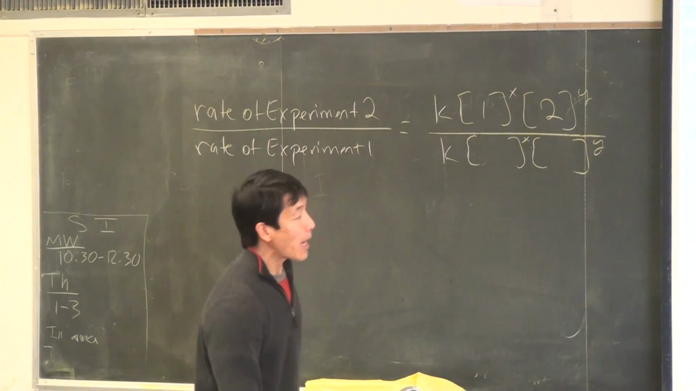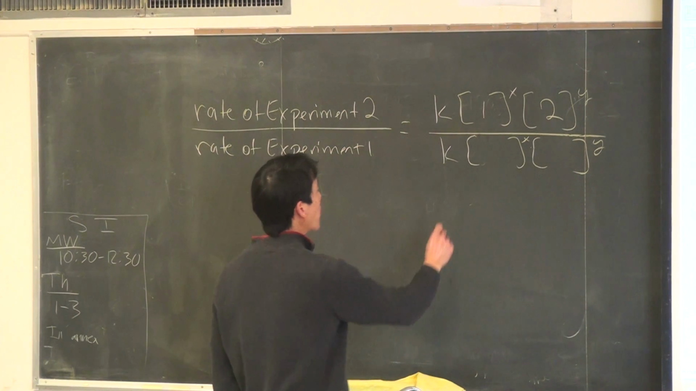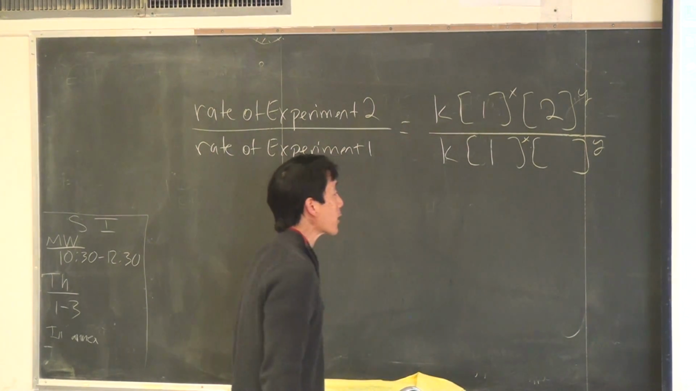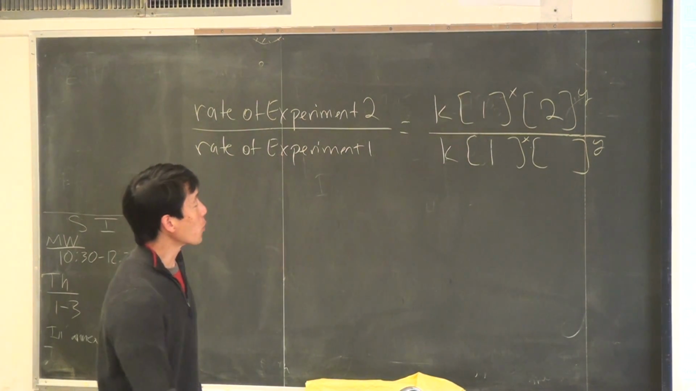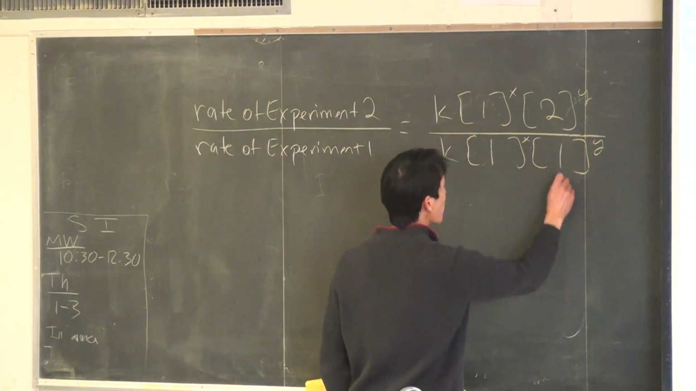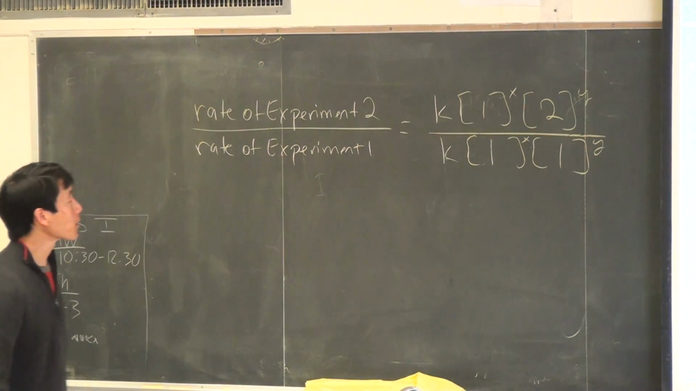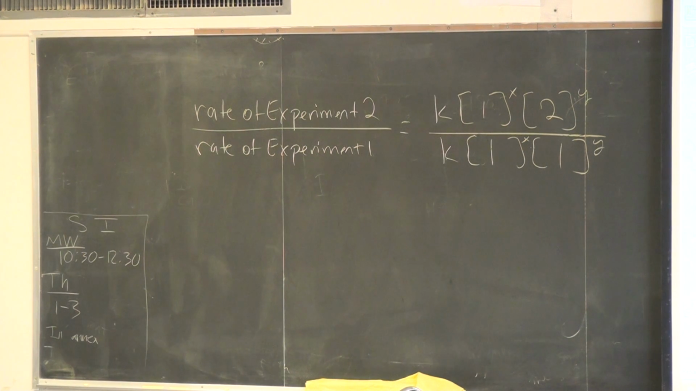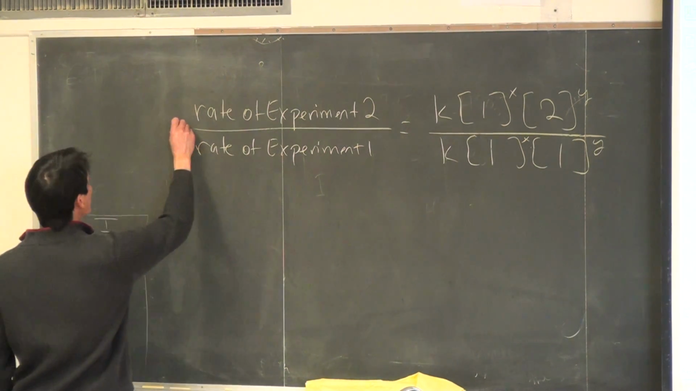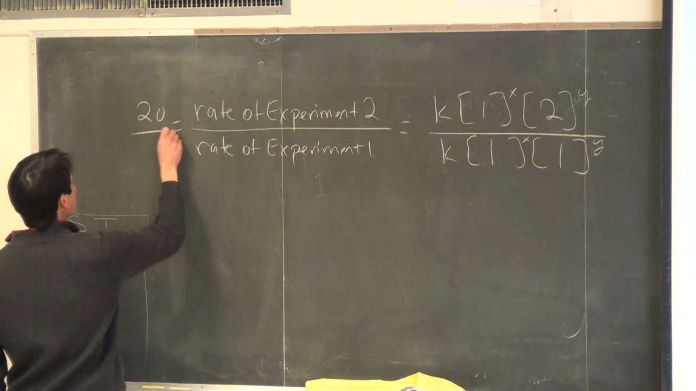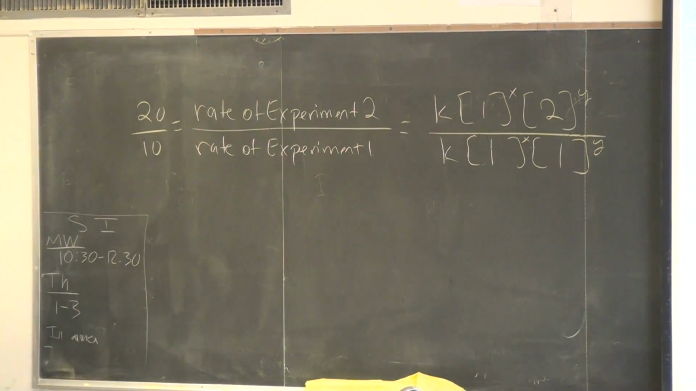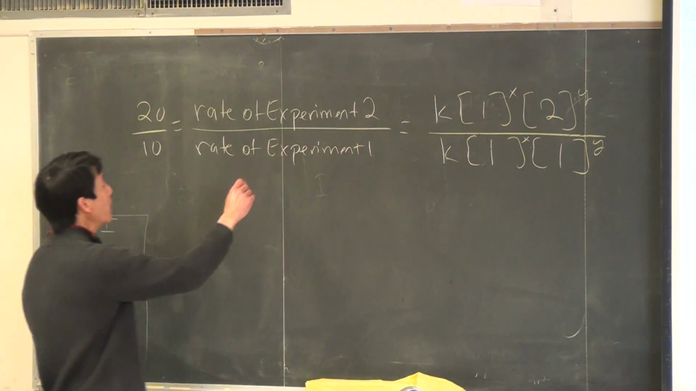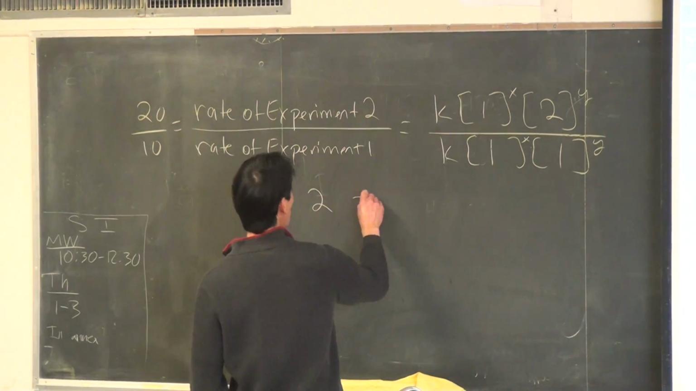So for reactant A in experiment 1, the concentration was 1. And for reactant B, the concentration was 1 in experiment 1. And then for the rate, for experiment 2, the rate was 20, and for experiment 1, it was 10. Okay, let's do a little bit of math here. 20 divided by 10 is 2, so we have 2.